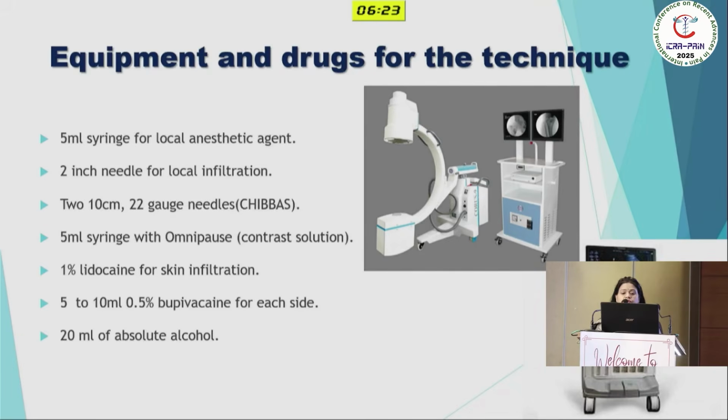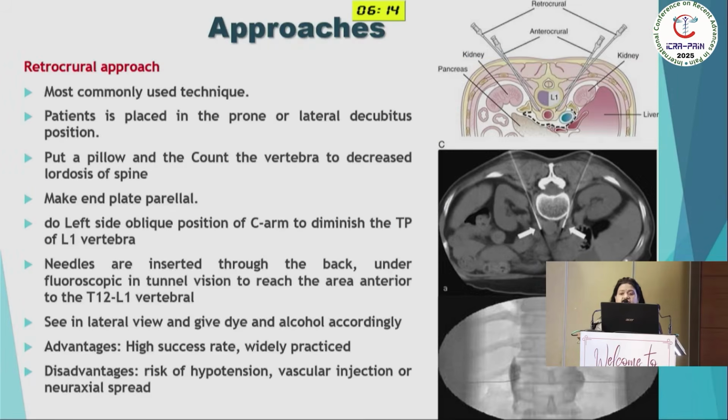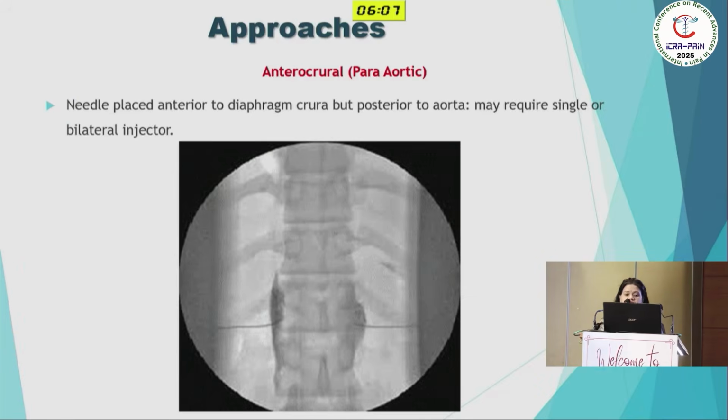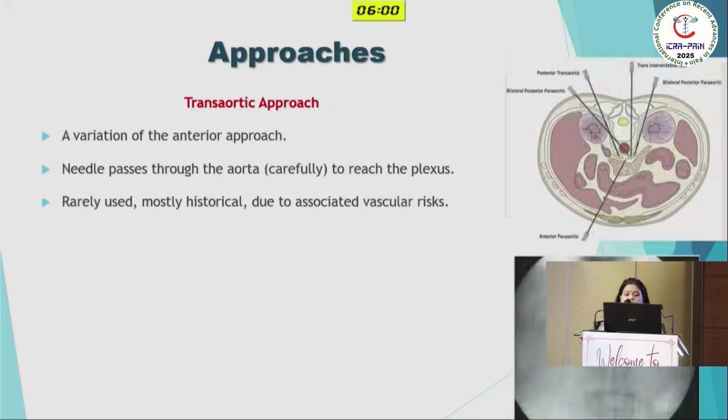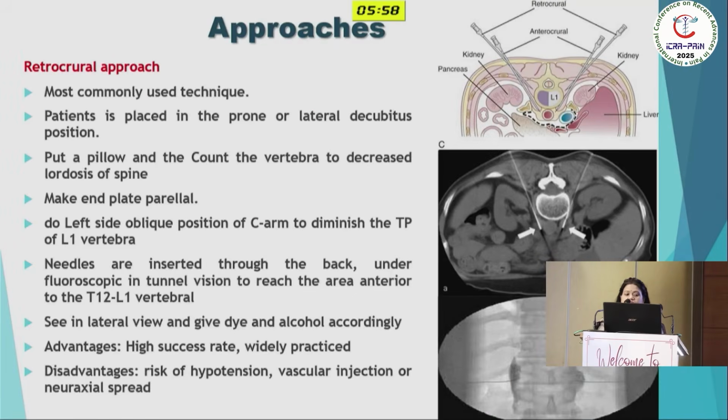These are the main equipment which we are using for the celiac neurolysis, by both techniques, fluoroscopic and ultrasound. There are many approaches for the celiac plexus neurolysis: the retrocrural approach, the anterocrural approach, the transaortic approach, and the transvertebral disc approach. The most commonly used approach is the retrocrural approach. There are many studies which have proven that the retrocrural approach is the most used approach.